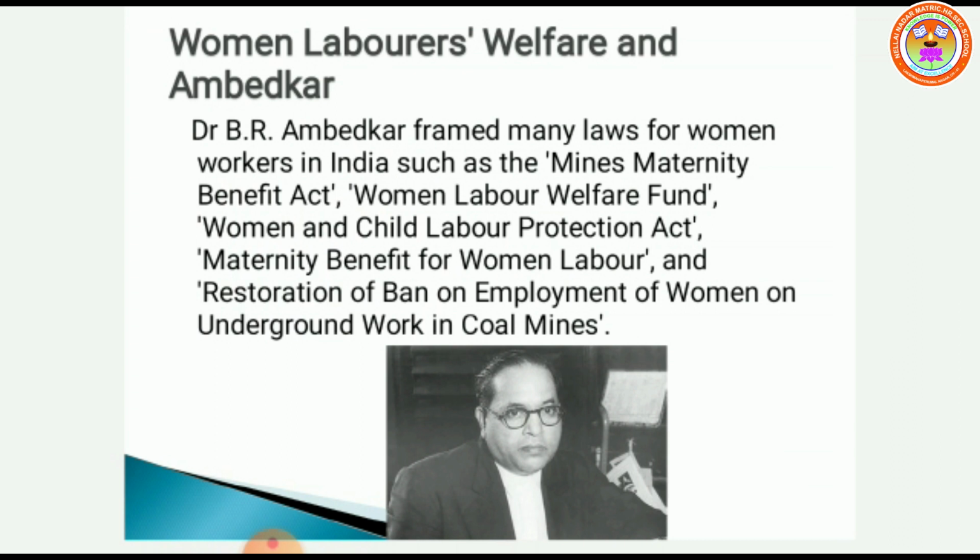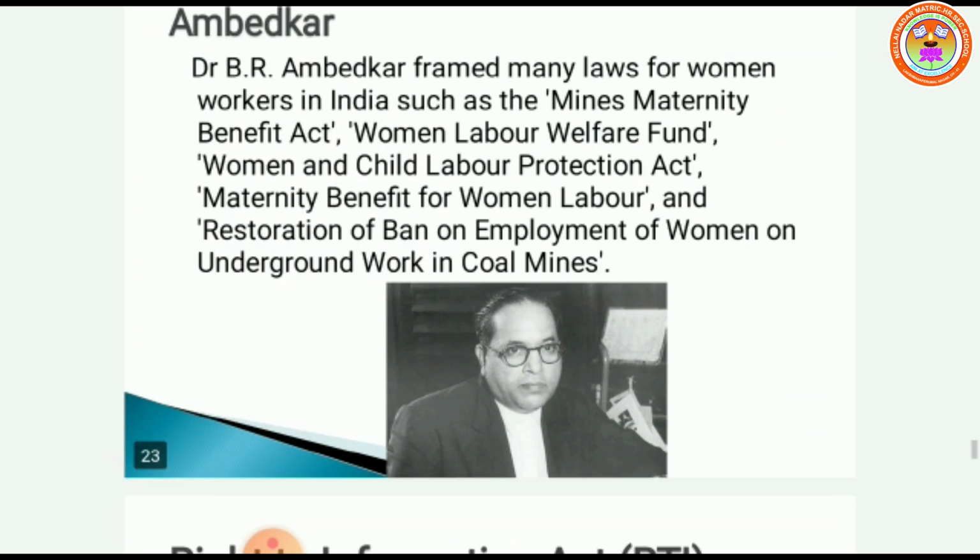Maternity benefit for women labor and restoration of the ban on employment of women on underground work in coal mines were brought by Dr. B.R. Ambedkar. These are the important policies which were brought by Dr. B.R. Ambedkar for the benefit of women.